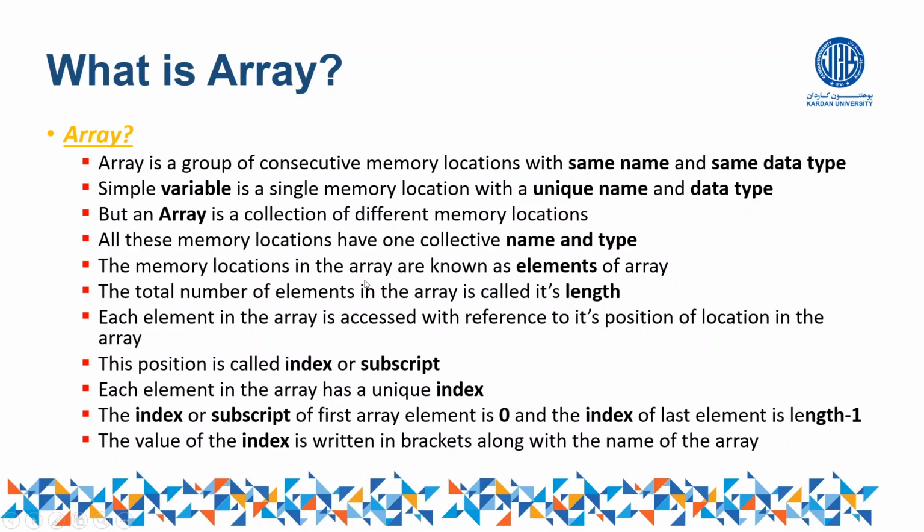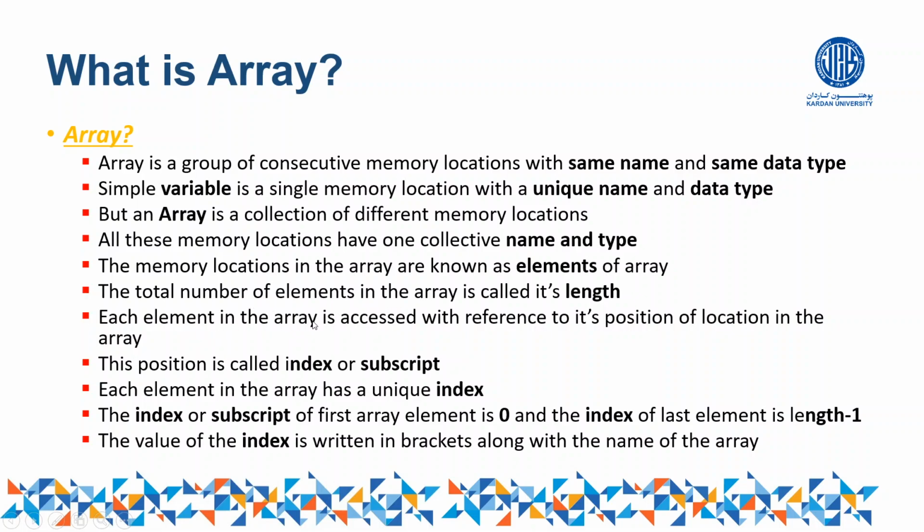Now the memory locations in the array are known as elements of array. Keep this in your mind that the memory locations that we are talking about are basically called elements of the array. The total number of elements in the array is called its length. Now, if there are 10 elements in an array, or 10 memory locations, then we can say that the total length of the array is 10. So basically, length is the total number of elements in the array.